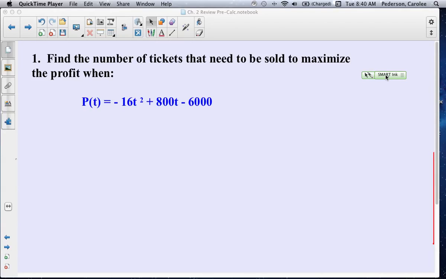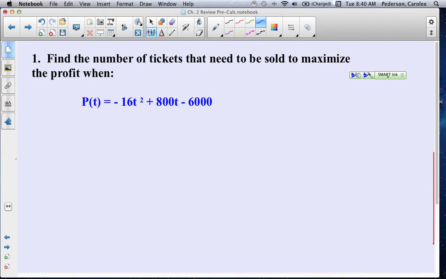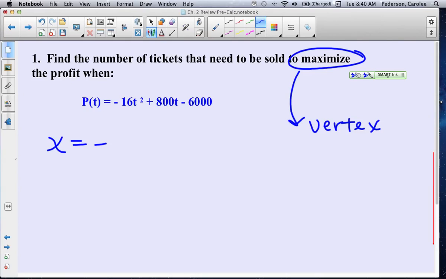So when you hear the word maximize in a quadratic equation, what are you looking for? The vertex. So what is the shortcut to find the x value of the vertex? Opposite of b over 2a. It's the equation for the axis of symmetry.